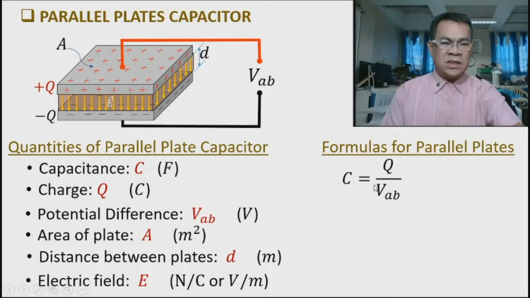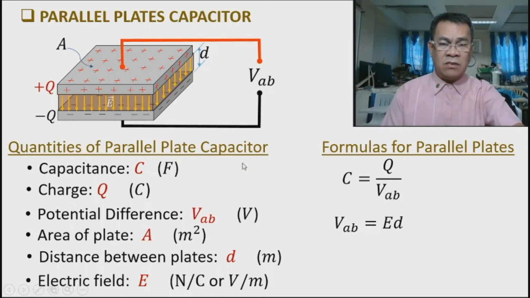Now the formulas for parallel plates. This one is common to all types of capacitors, so we can always use this one. C is equal to Q over V, which means that if Q is given in the problem, divide it by the potential difference. That's it. You are calculating the capacitance.